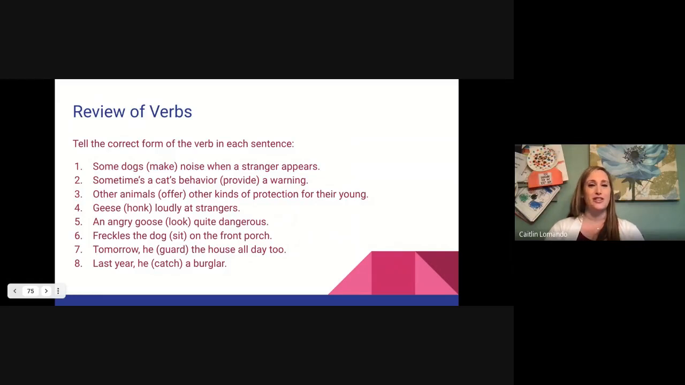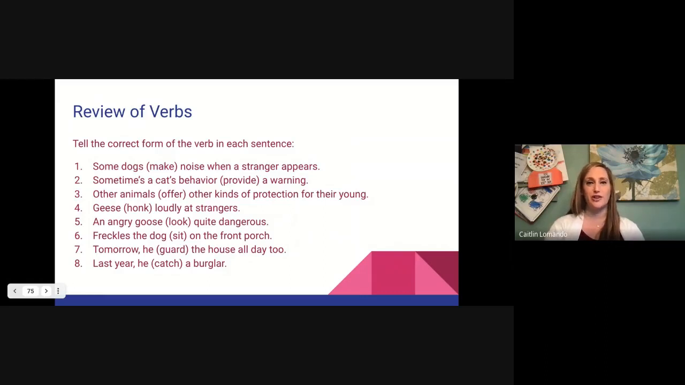Number 6, Freckles the dog sit on the front porch. Do we need to change the verb sit to agree with the subject, the dog? We have to change it. Think about what we change it to. We would need to say Freckles the dog sits. Number 7, tomorrow he guard the house all day too.